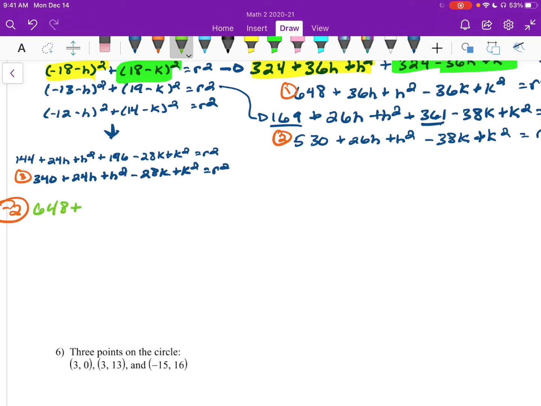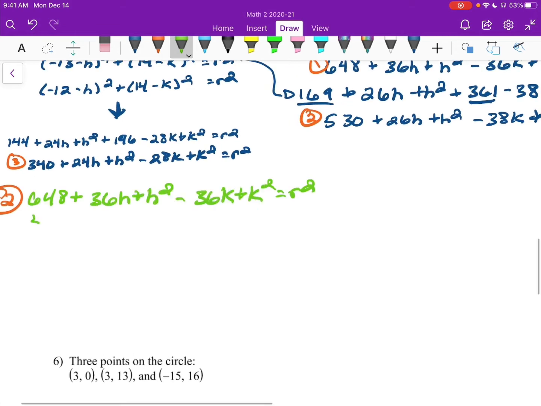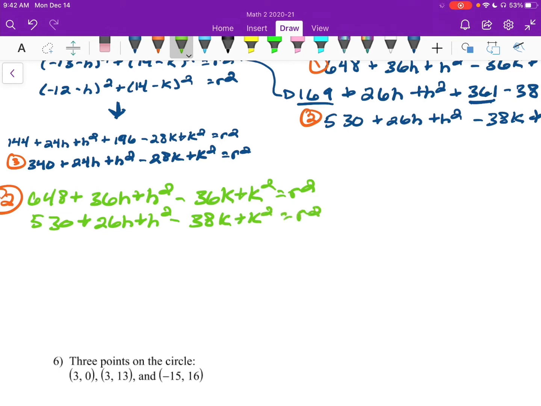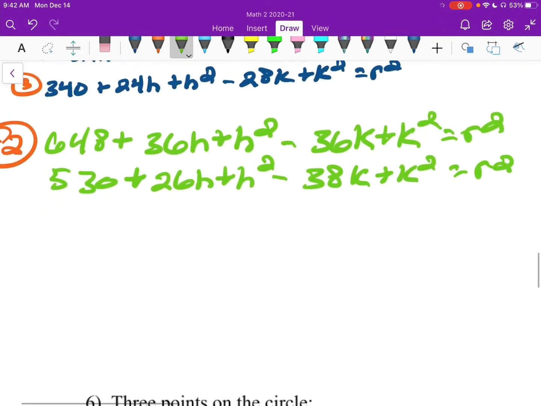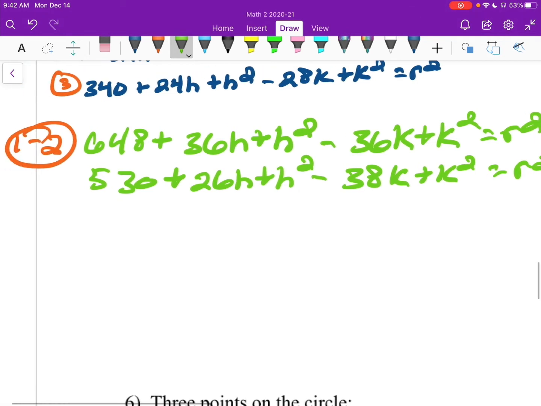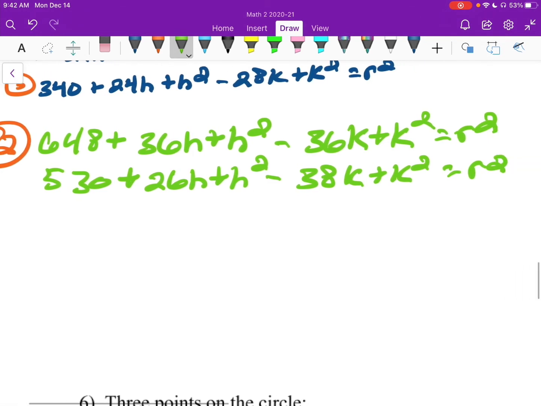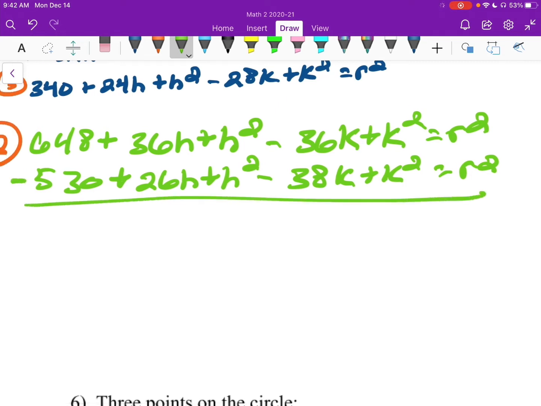648 plus 36h plus h squared minus 36k plus k squared equals r squared. And then number 2 is 530 plus 26h plus h squared minus 38k plus k squared equals r squared. All right, I copied down equation number 1 and equation number 2. Now we're going to be using elimination, if you remember that from Math 1, and we're going to subtract these two, right? So you distribute out your negative to all these pieces.